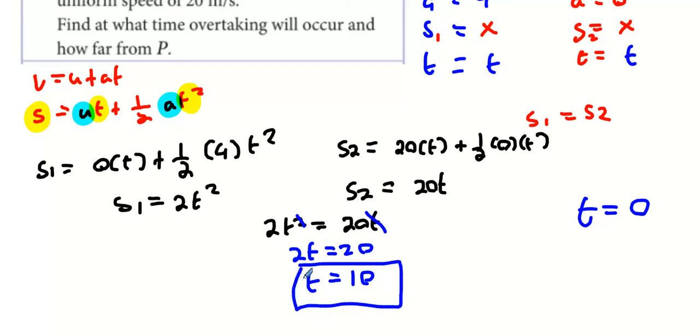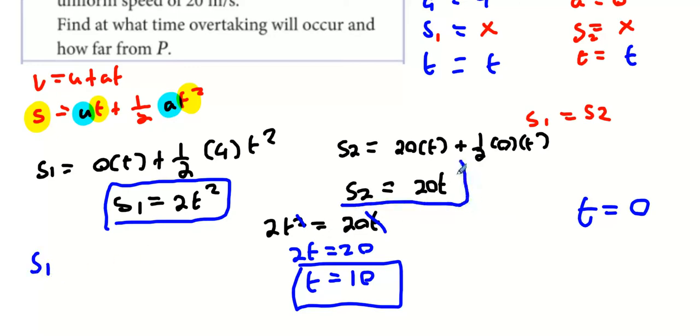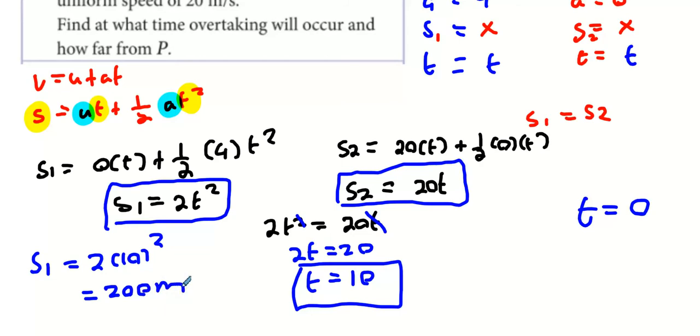10 seconds later. How do you find out how far away it is? Insert it back into your distance equation. Either distance equation. And what happens when you sub in 10? 200, exactly. Doesn't matter which one you sub it into. 200 meters away. We all cool with that? Alrighty.